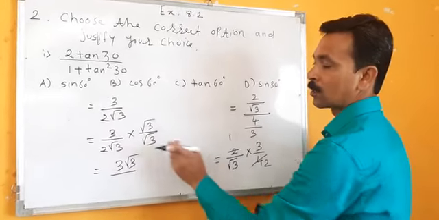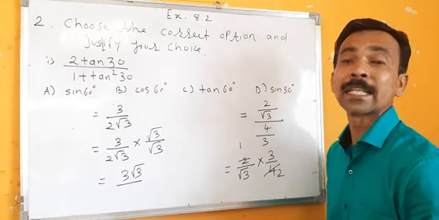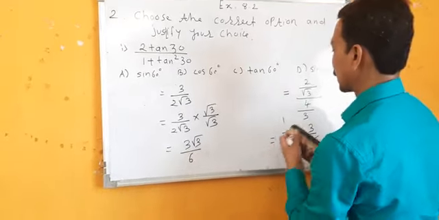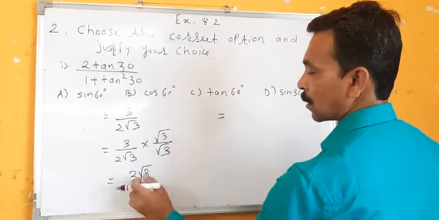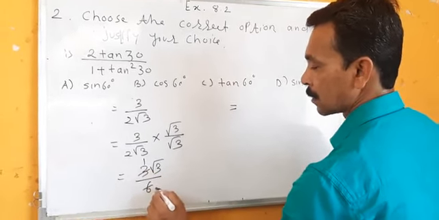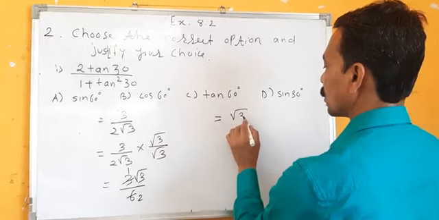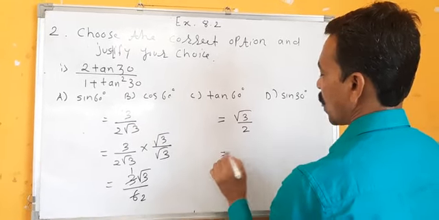First you multiply root 3 into root 3. Root 3 into root 3 is 3. 3 twos are 6. 3 twos are 6, is equal to... Divide this. 3 ones are 3. 3 twos are 6, so it is equal to root 3 by 2.